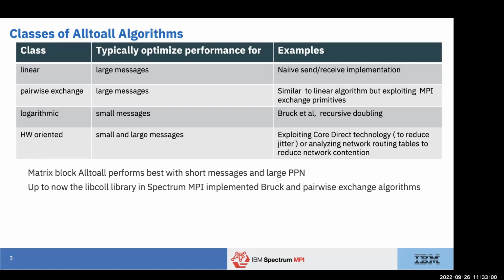network contention. The algorithm we are going to talk about, matrix block, performs best with short messages and large PPN, so you have to bear this in mind. Up to now, the libcoll library in Spectrum MPI implemented BRAC and pairwise exchange algorithms. These are the 2 algorithms that we will be using to compare performance with matrix block all-to-all.